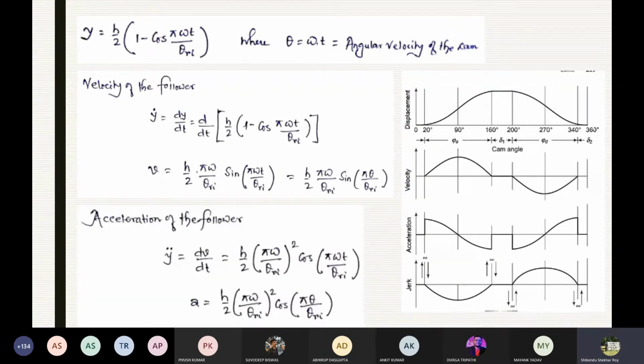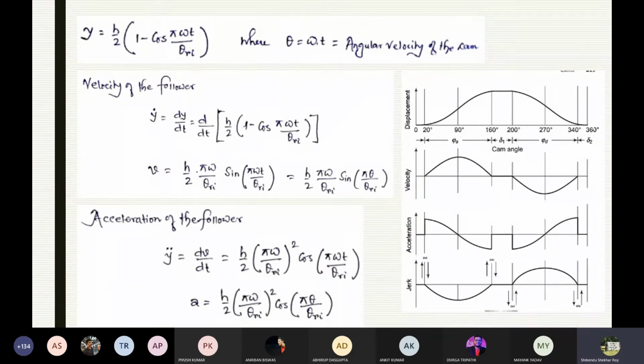Similarly, the acceleration equation of the follower. Check it: again, you differentiate dv/dt with respect to time, where theta equals omega t. Is this differentiation correct? Yes, sir, correct. So for the acceleration of the follower, just see the curve here. Differentiate it and plot it using MATLAB or any other means, then you will see this type of curve of the velocity as well as the acceleration.